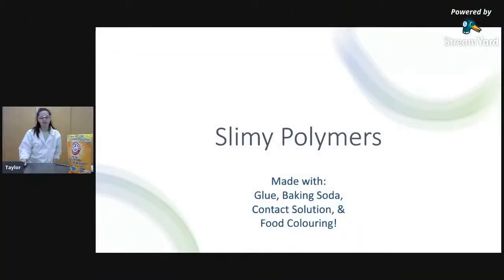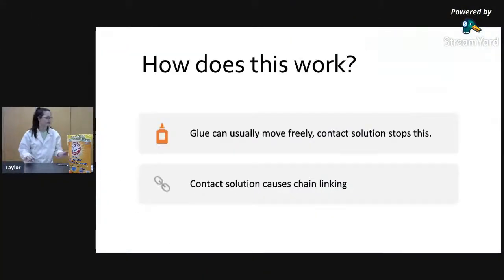So let's talk about why this works. The glue moves freely, and the polymer chains within the glue slide around one another without getting caught. But when I added the contact solution, it causes these chains to link together, and we get a tighter, more cohesive structure, like this. And in case you're wondering, the baking soda just works to kind of firm it up a little bit, so it won't fall apart as much the more baking soda you add. So let's move on. Something a little different.